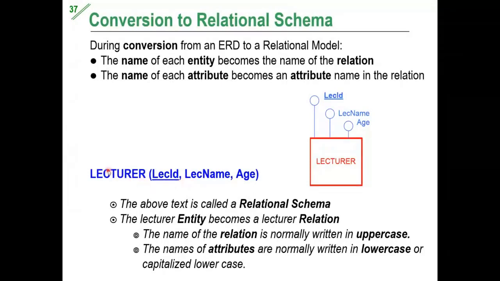So remember the uppercase, right? We write the relation name in uppercase. Usually we write the column names or the attribute names in lowercase, or capitalized lowercase, I would say. So if you follow these instructions, it will be easy because these are the standards we are using in the industry. So it's much better you guys learn these standards.